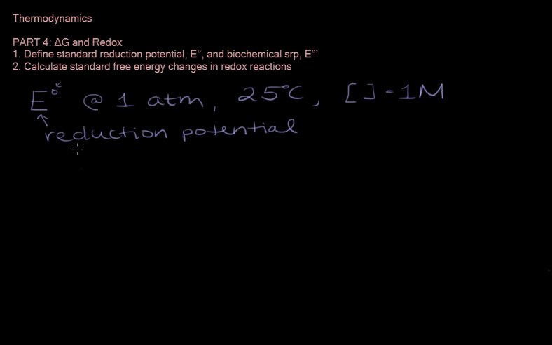Okay, so the reduction potential, you can kind of think of it like pKa tells you how easily a proton will be lost. The reduction potential will tell you how easily an electron will be lost. Because remember, the losing of electrons is oxidation, but it will cause reduction. So this is the potential of a substance to cause reduction, the loss of an electron.